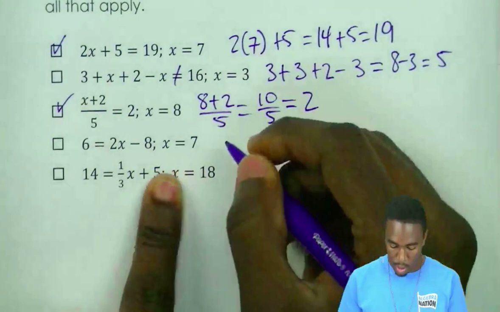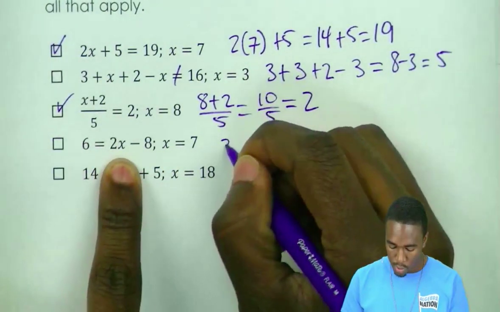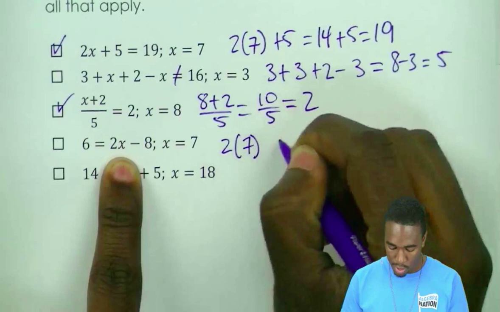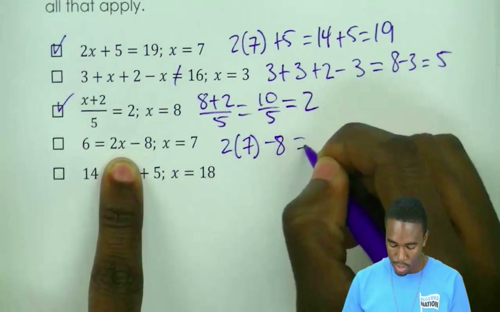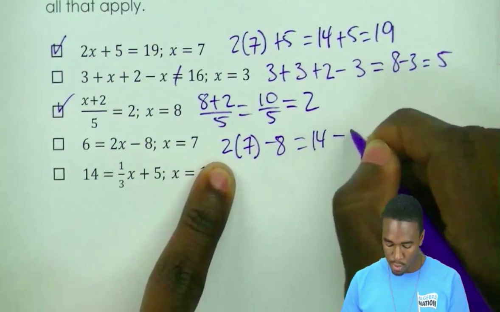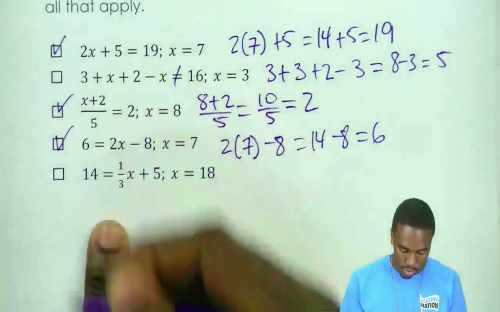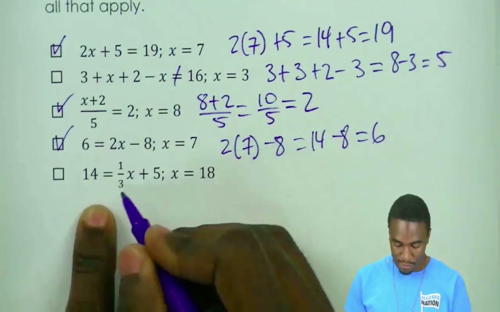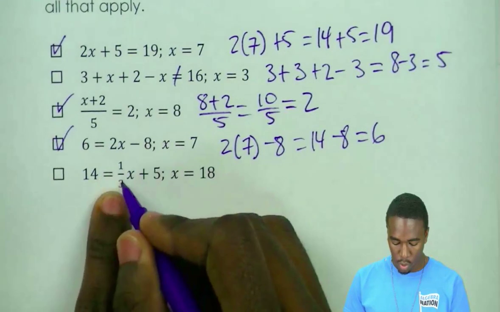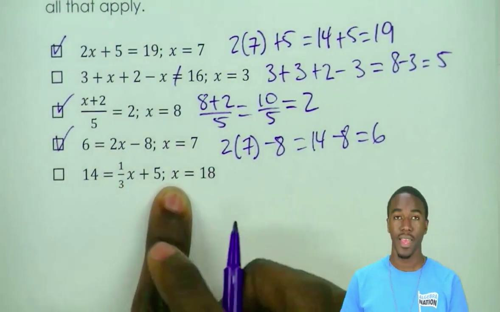Now here we have 6 is equal to 2x minus 8 when x is equal to 7. Well, let's put 7 in for x. So we have 2 times 7 minus 8. 2 times 7 is 14. Minus 8 is equal to 6. 6 is equal to 6. That one checks out.